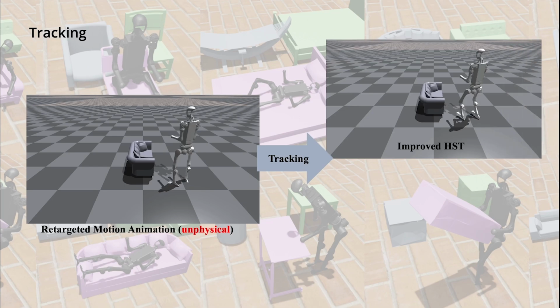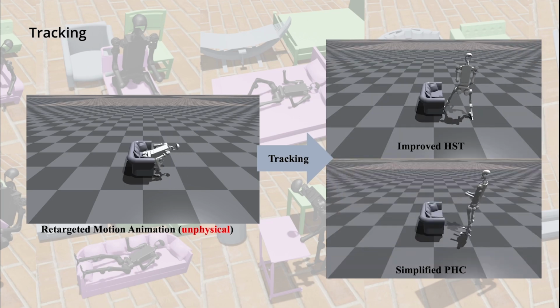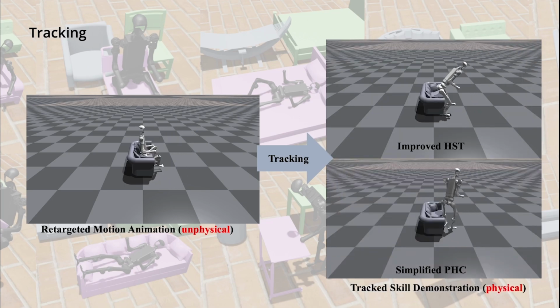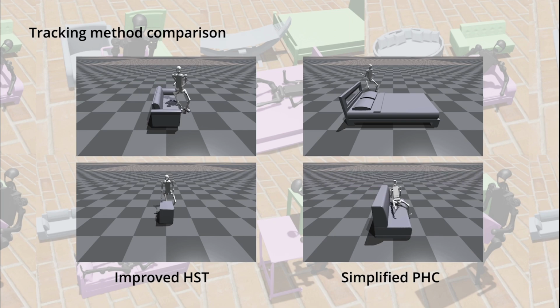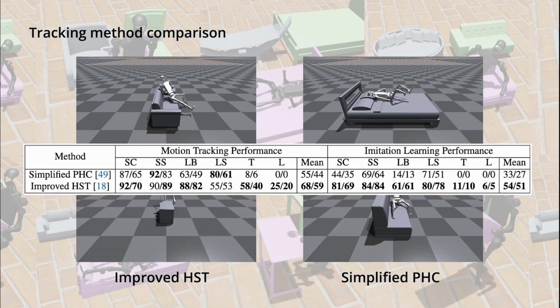To generate physical humanoid skill demonstrations and corresponding action sequences of the animation, we apply a tracking module to the motion animations. For the tracking module, we benchmark HST with additional reward constraints and a simplified version of PHC without the suggested composer that combines multiple policies. We ablate the humanoid motion tracking algorithm in our pipeline.